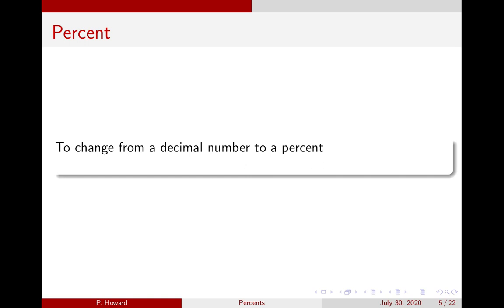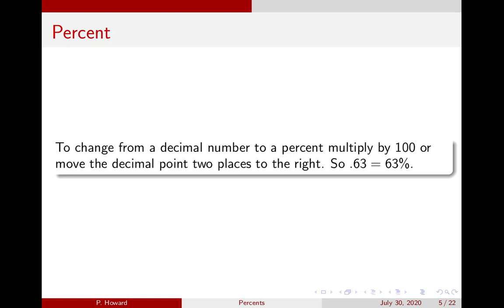Going the other direction is simply reversing the process. To change from a decimal to a percent, you multiply by 100 and add a percent sign. And as we know, multiplying by 100 means moving the decimal point 2 places to the right. So 0.63, in percent form, is 63%.